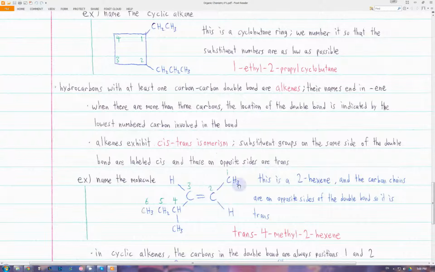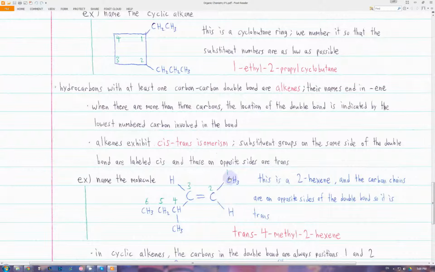So we have this molecule here, and the longest continuous carbon chain is this one, which is 6 carbons, so the root of this molecule is hexene. And to specify the position of the double bond, we number it, and the lowest carbon involved in the double bond is at position 2. So the root of this molecule is 2-hexene. And now we look at whether it's cis or trans.